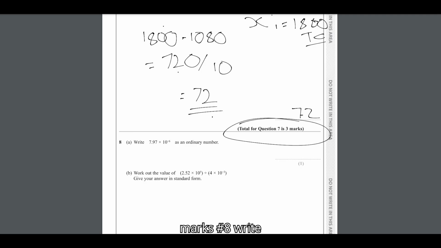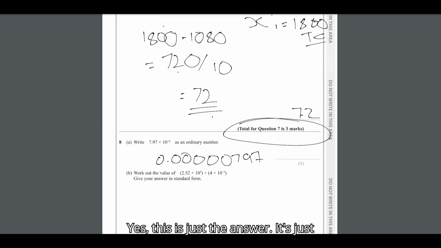Number 8. Write 7.97 multiplied by 10 to the minus 6 as an ordinary number. In this sense, there's nothing much I can teach you here. It's just 0.000000797.